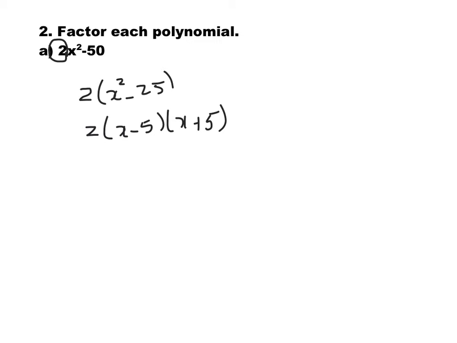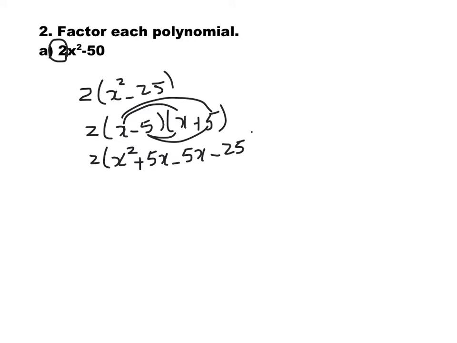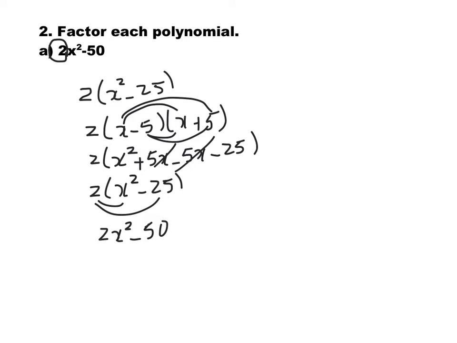Now let's check it. x times x gives me x². x times 5 gives me 5x. Negative 5 times x gives me negative 5x. Negative 5 times 5 is negative 25. 5x and negative 5x cancel each other, so I get 2 times x squared minus 25. Again, I distribute 2 inside, I get 2x squared minus 50, which is exactly what we started with.